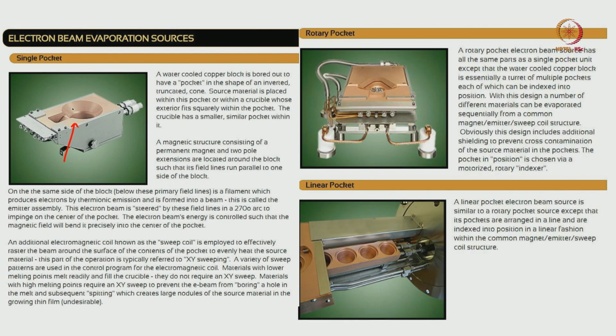Now, source material is placed within this pocket. So, within this particular pocket the crucible is placed, right, or the source material is placed within the crucible whose exterior fits squarely within this pocket. So, you can have a crucible and then that crucible fits here, and within the crucible, so the crucible is like this, right, and then within the crucible you can load the material. The crucible has a smaller similar pocket within it. A magnetic structure consisting of a permanent magnet and 2 pole extensions are located around the block such that the field lines up parallelly to one side of the block, right, and the E beam will come here and will be incident or directed here.